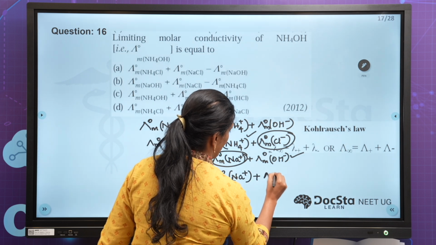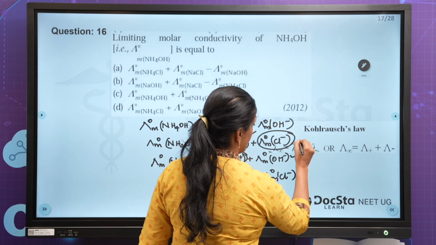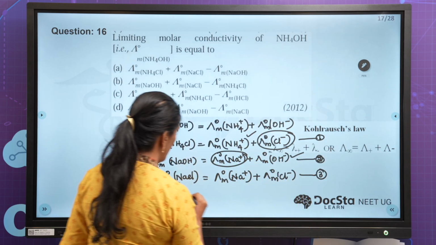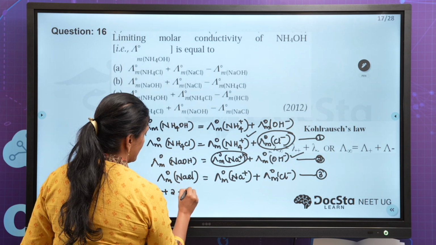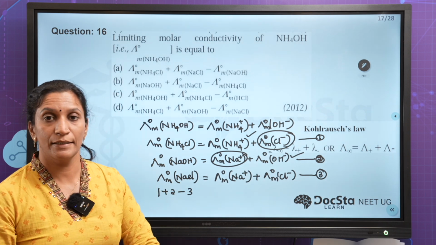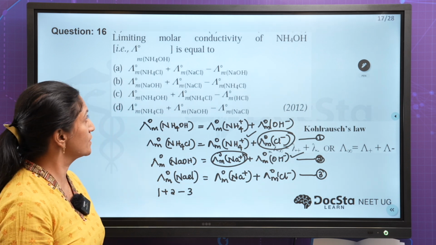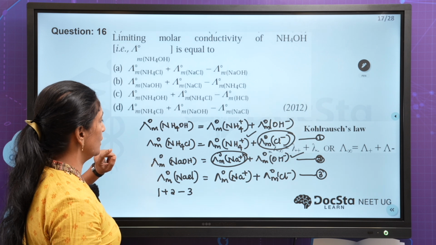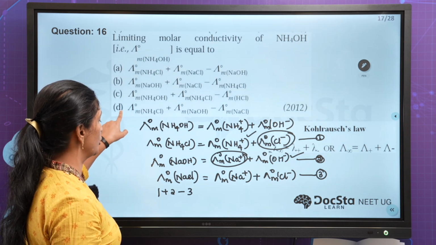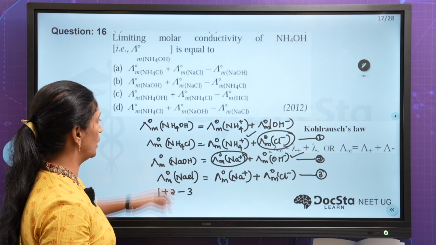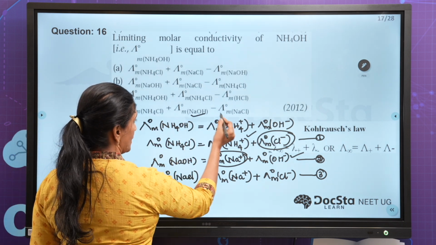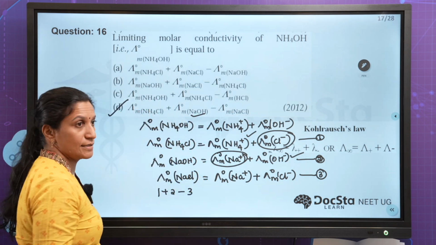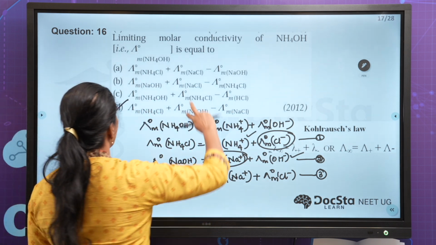So how can we represent this? If we consider this as the first equation, this as the second, and this as the third, you have to add 1 plus 2 minus the third equation. If we do that, we will get the required value for ammonium hydroxide. So definitely the option corresponding to this will be option D. That is, you have to add ammonium chloride and sodium hydroxide, and from that you have to subtract the value of NaCl. So the correct option regarding this question is option D.